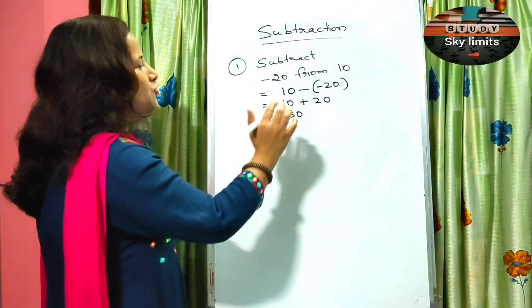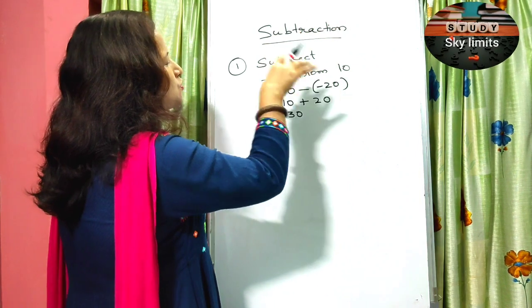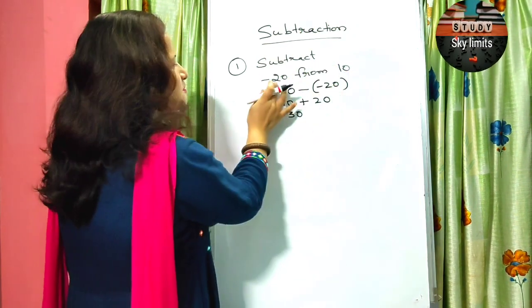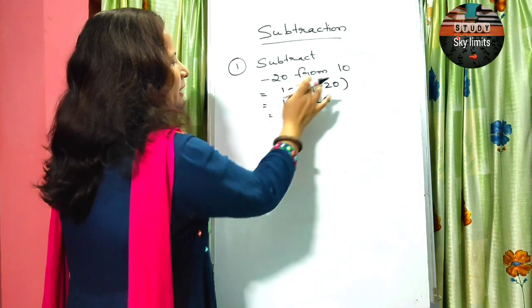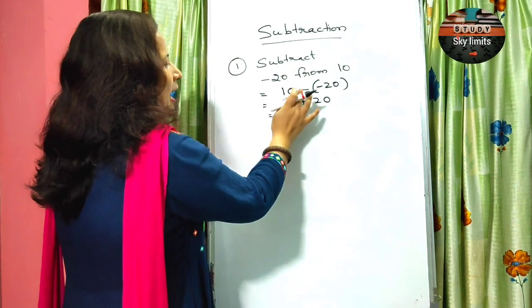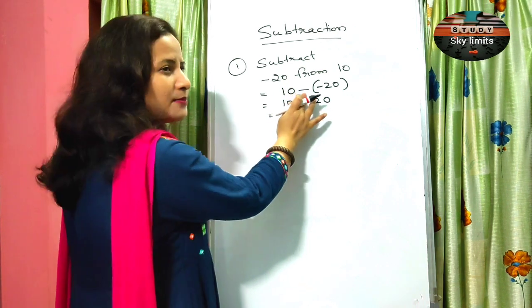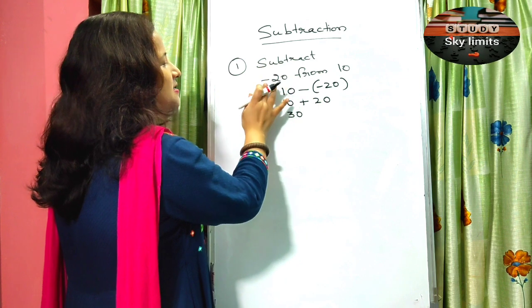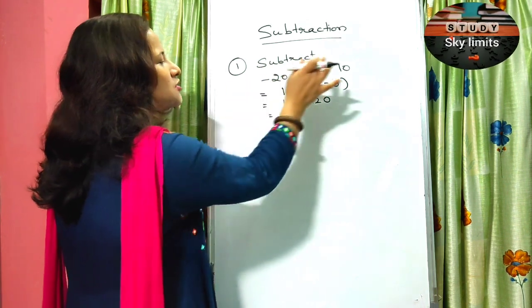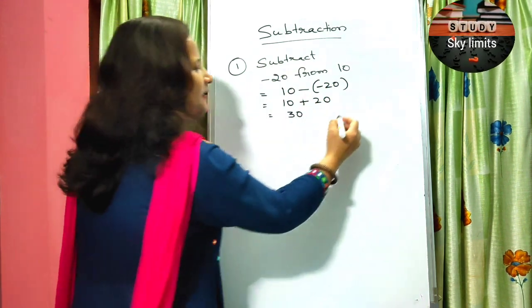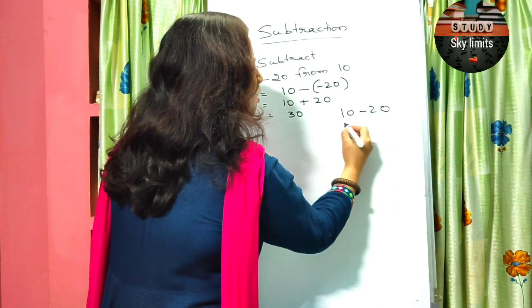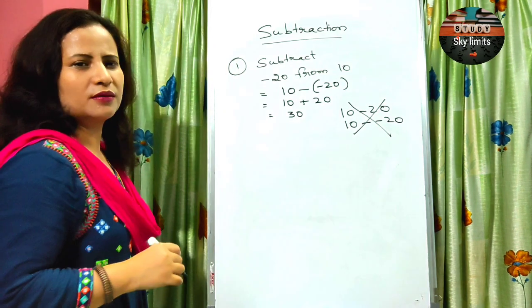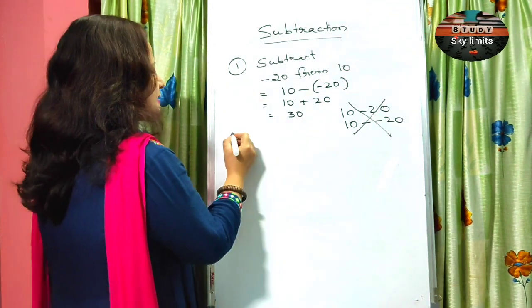Once again, just try to focus on how to solve this. The minuend is 10, the subtrahend is minus 20. So obviously the minuend is written first. And since it's subtraction, we have to put a minus sign. This minus sign stands for subtraction. And after that, since our subtrahend is a negative number, it should be put inside the bracket. You cannot write it as 10 minus minus 20. This will be completely wrong. Clear? Let's take a second example.